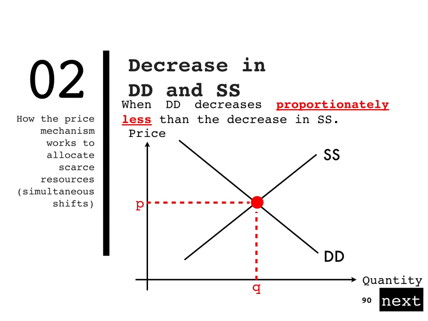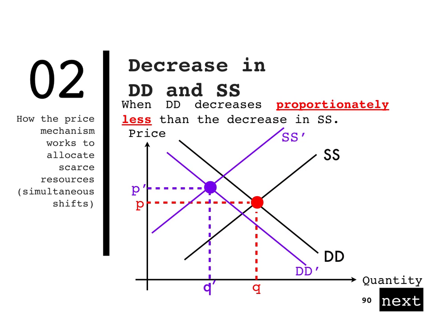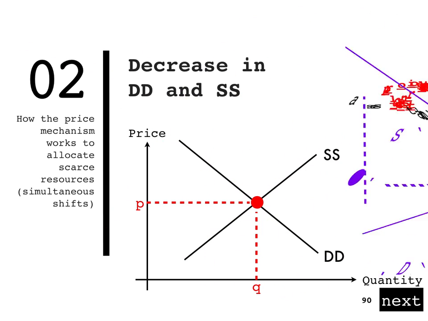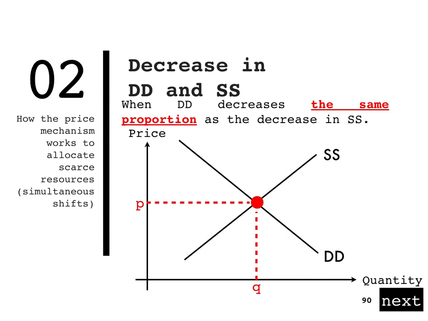But if demand decreases proportionately less than the decrease in supply, this means that the shift in demand is by a tiny bit, but the leftward shift of supply is by so much more. And again, the impact on P and Q is as such. And finally, for the last scenario, if demand decreases by the same proportion as the decrease in supply, they will fall by roughly the same amount and prices will remain the same, but quantity will still have fallen.